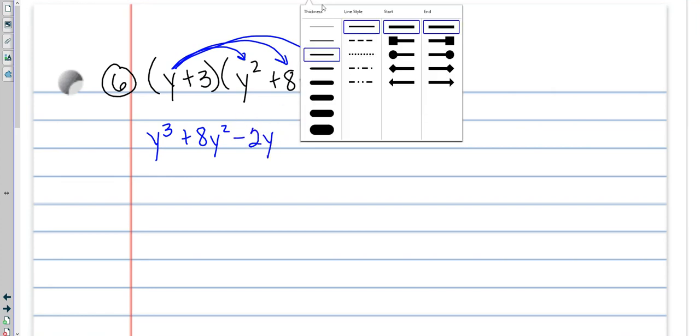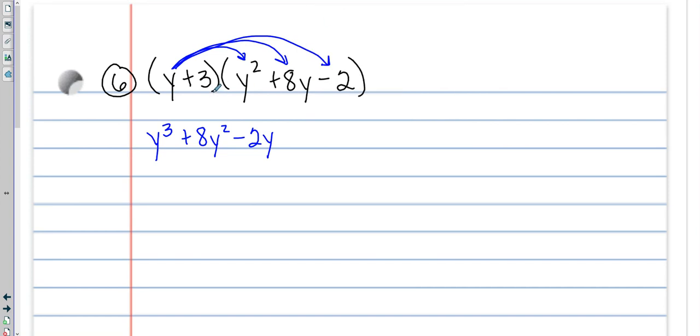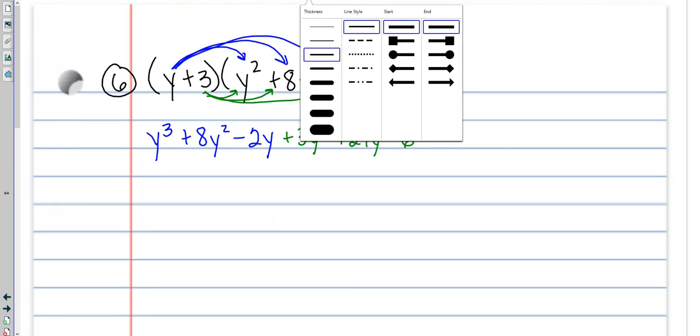Okay, so now I'm going to distribute the 3 into each part. So 3 times y squared is positive 3y squared. 3 times 8y is positive 24y. And 3 times negative 2 is negative 6. Now I'm going to combine my like terms. Y to the third power, there's no other y to the third power, so I'm going to bring that straight down.